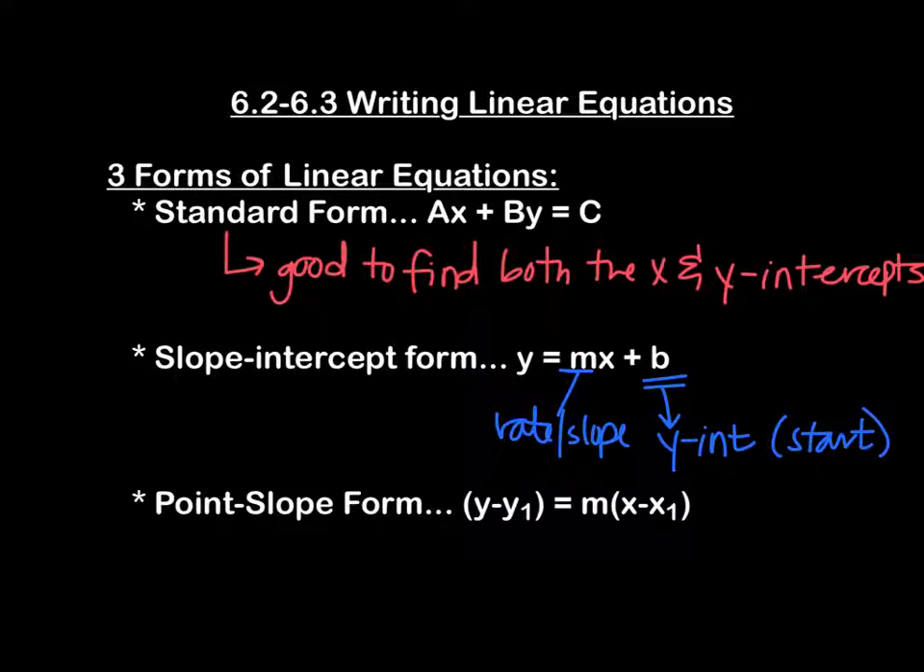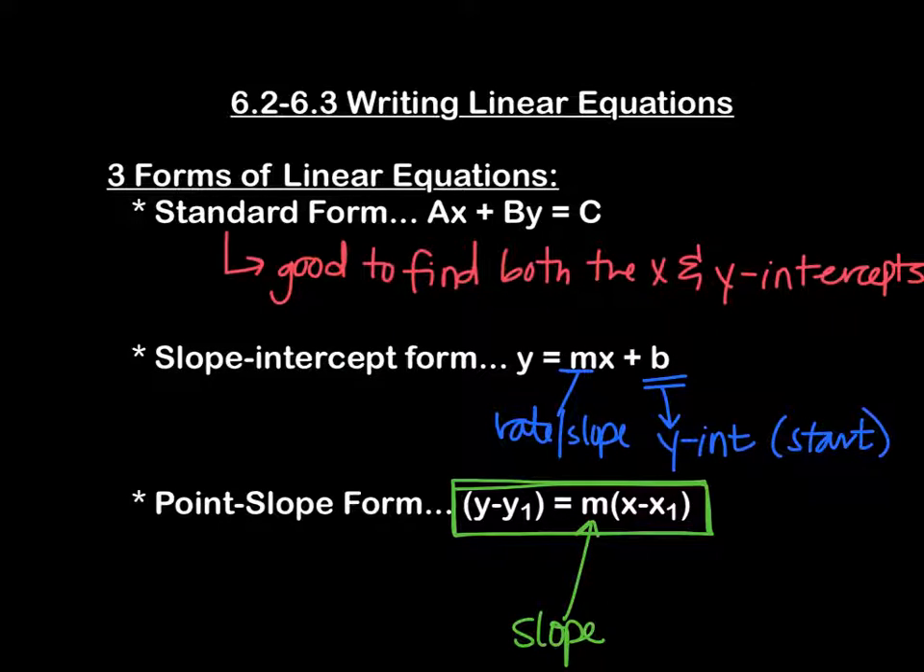Now, point slope is a new one, and I don't know that you've ever seen this before. So this is what point slope looks like, and it's derived from the slope formula itself, the y2 minus y1. You may notice some of that. And it tells us a few different things. The m, just like the m in slope-intercept form, tells us the slope.